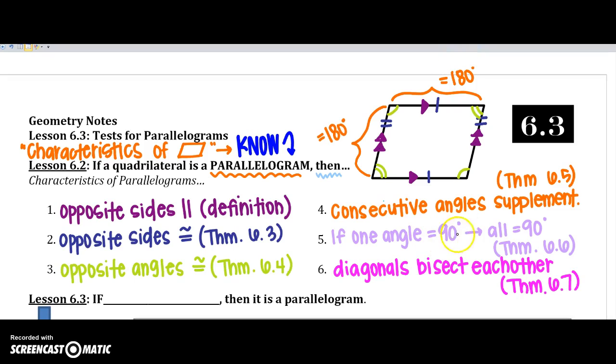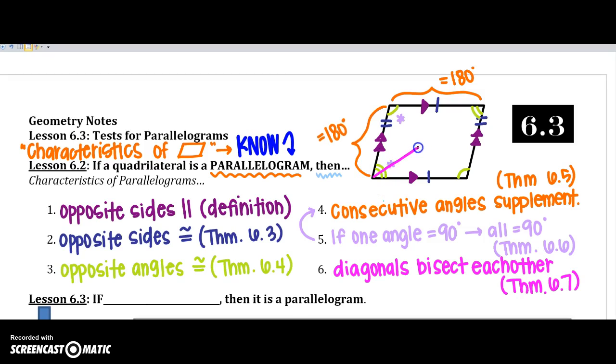Next, if one angle equals 90, then the other equals 90. That kind of fits into your theorem 6.5, because if this one's 90 degrees, then this one is also 90 degrees because it's supplementary, and so on. And then the last thing, the diagonals bisect each other.